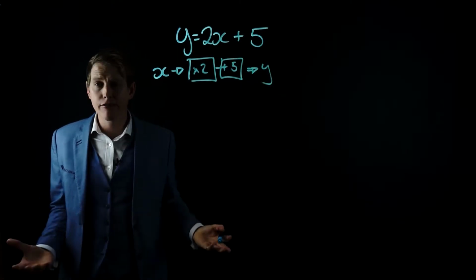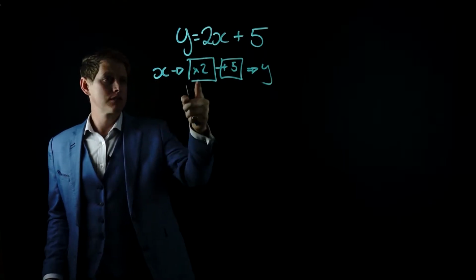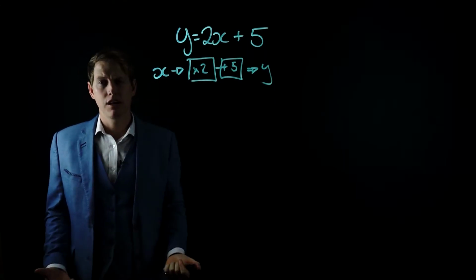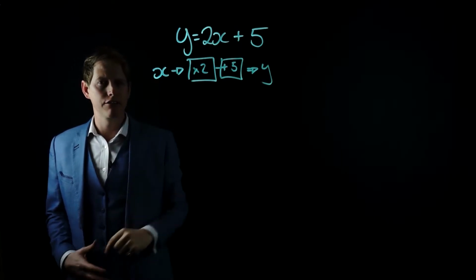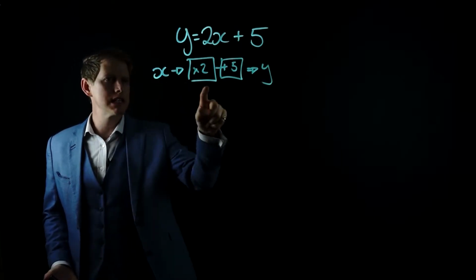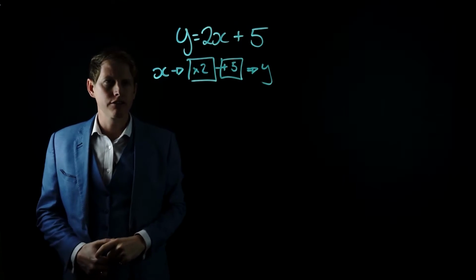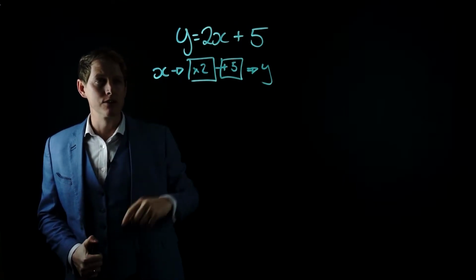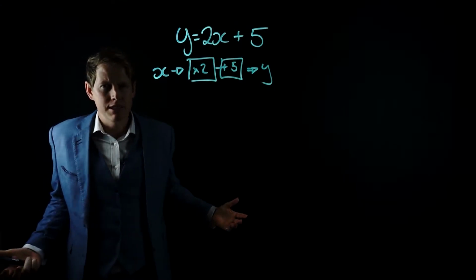So I could put any value in there. 3 times 2 is 6, plus 5 is 11. So 3 goes in, 11 comes out. 20 goes in, 45 comes out. 1,000,000 goes in, 2,000,005 comes out.